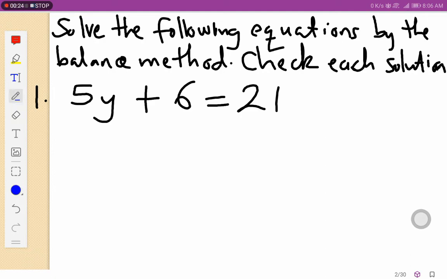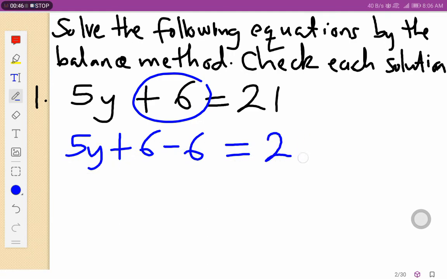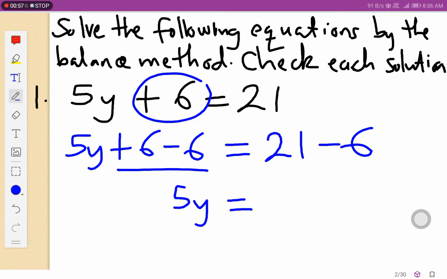Okay, so for our balance method, here we have got plus 6, so I can simply use minus 6 here and minus 6 there. If I do that, I'll have 5y plus 6 minus 6 is equal to 21 minus 6. Here I'll remain with 0, since plus 6 minus 6 gives 0, so I'll have 5y is equal to 21 minus 6, we get 15 there.